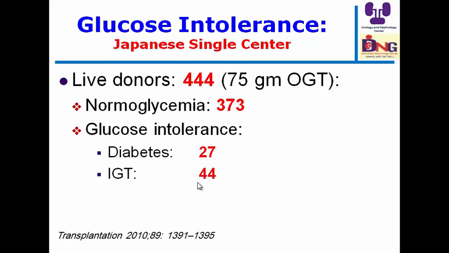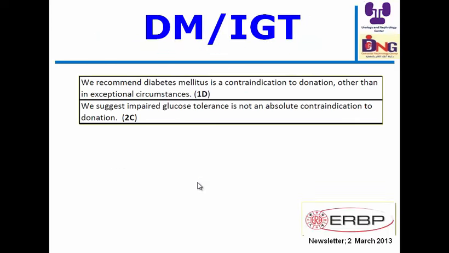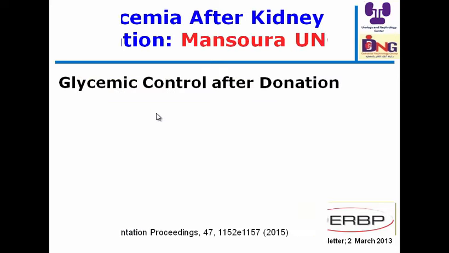But in all literature and our practice, we would decline, and we consider diabetes as a contraindication for donation. And this is the same. Diabetes mellitus is a contraindication to donation, other than in exceptional circumstances, and the suggestion is that impaired glucose tolerance is not an absolute contraindication, but we don't accept to take kidneys from any person who is diabetic or has impaired glucose tolerance. So this is our practice.